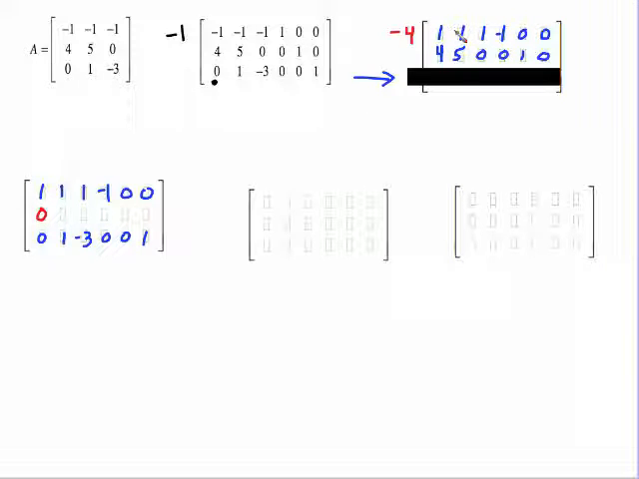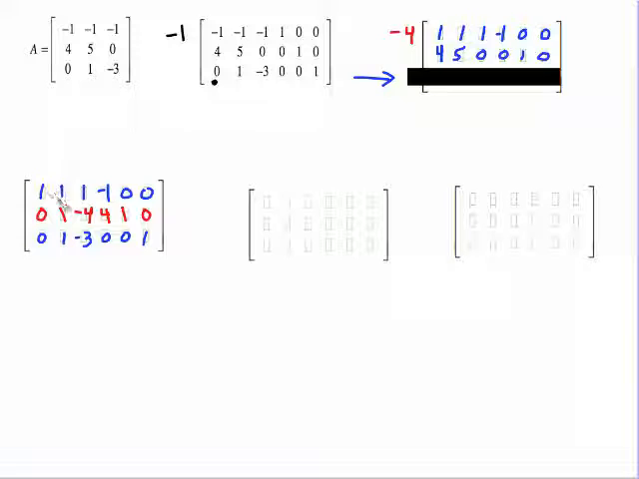-4 times 1 is -4, plus 5 is 1. -4 times 1 is -4, plus 0 is -4. -4 times -1 is 4, plus 0 is 4. -4 times 0 is 0, plus 1 is 1. And -4 times 0 is 0, plus 0 is 0.